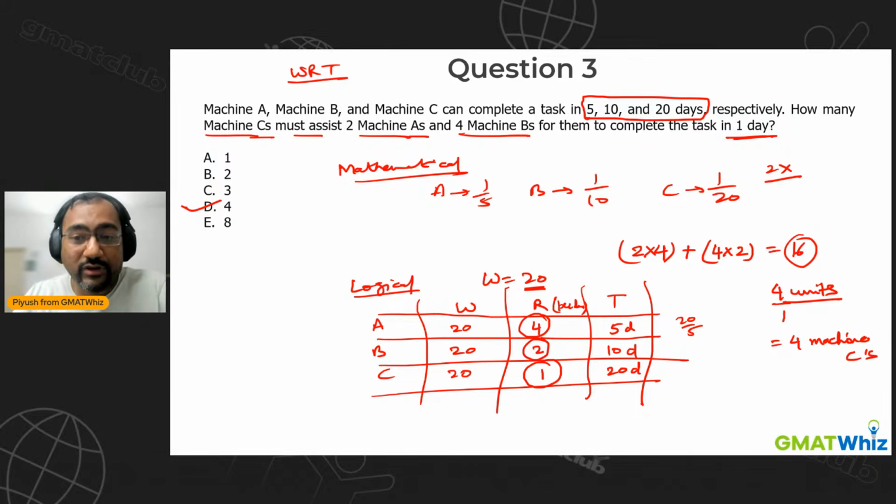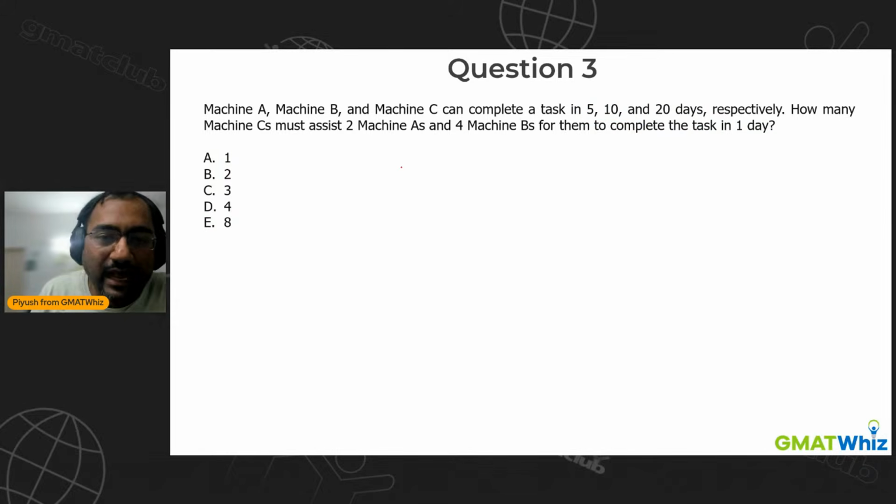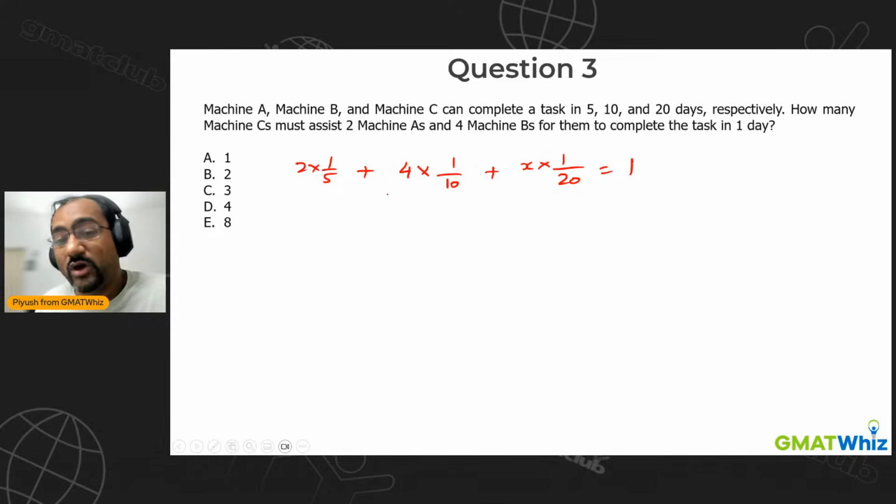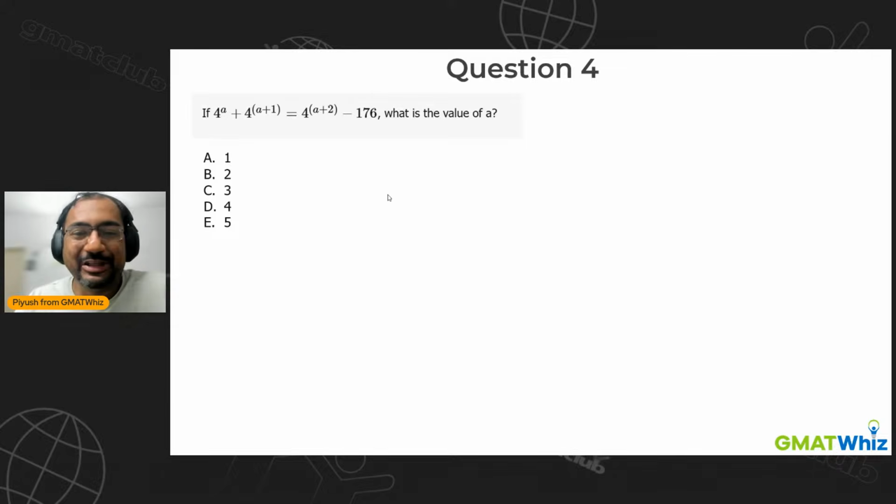So the logical method I would recommend in case you want to solve it mathematically, obviously it's my job to even tell you that. So you can always write 2 times machine A's 1/5 plus 4 times machine B's 1/10, which is the rate of machine B, plus x times 1/20 is equal to 1. Now you can always solve this also, but again, here the fractions are still easier to deal with. If the fractions become complicated, taking LCM and solving this takes a lot more effort than the method that I taught you. Okay. Now, obviously, I have very little time, so I'm teaching the methods at a very high level.